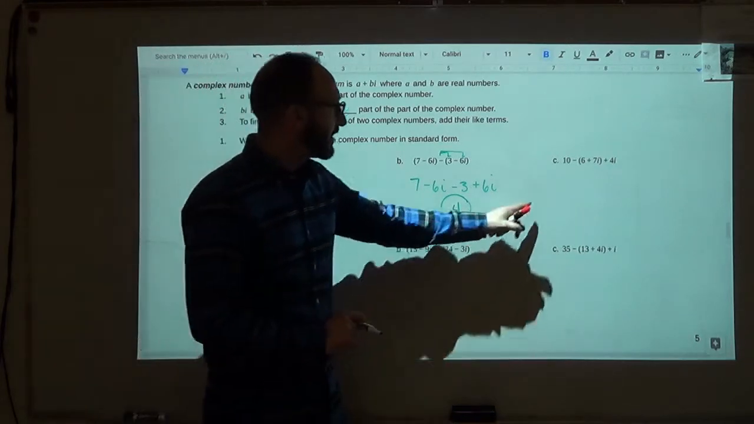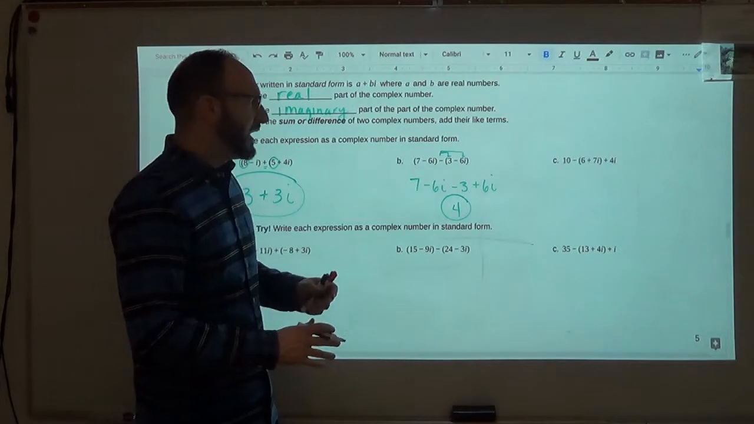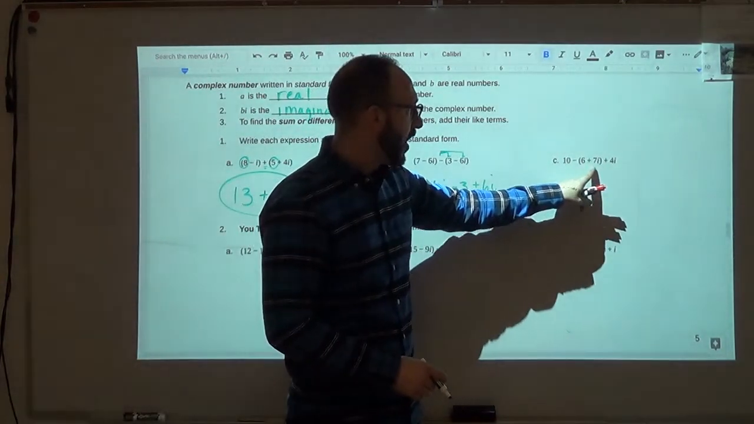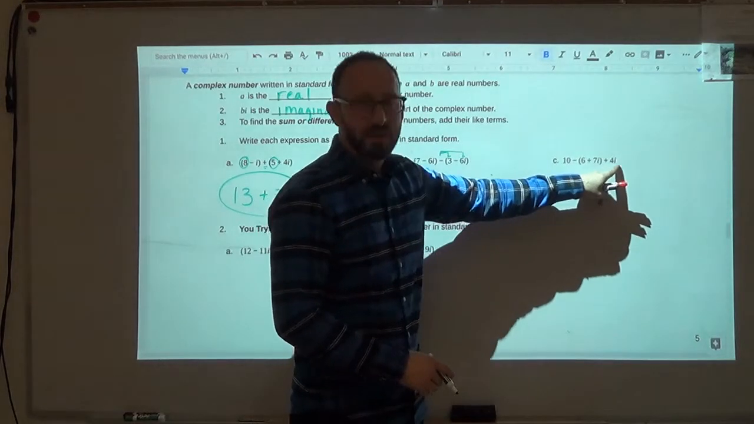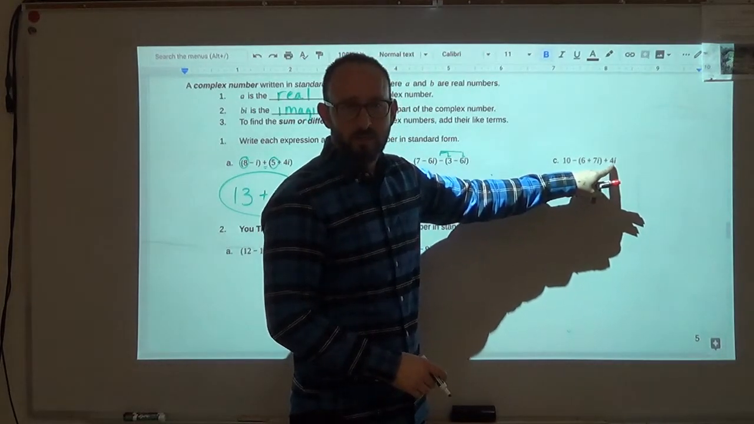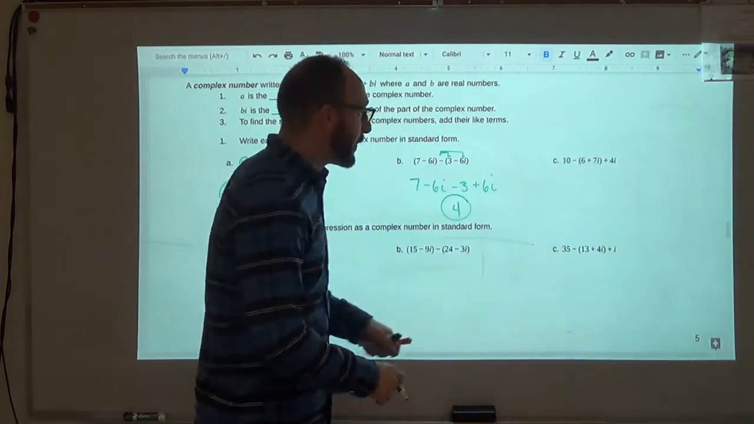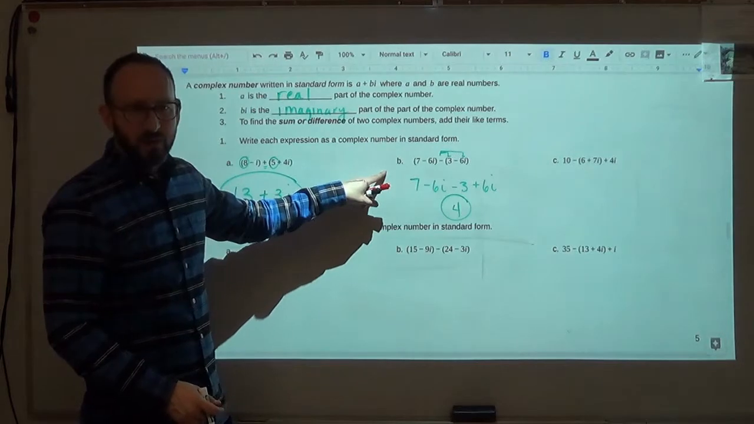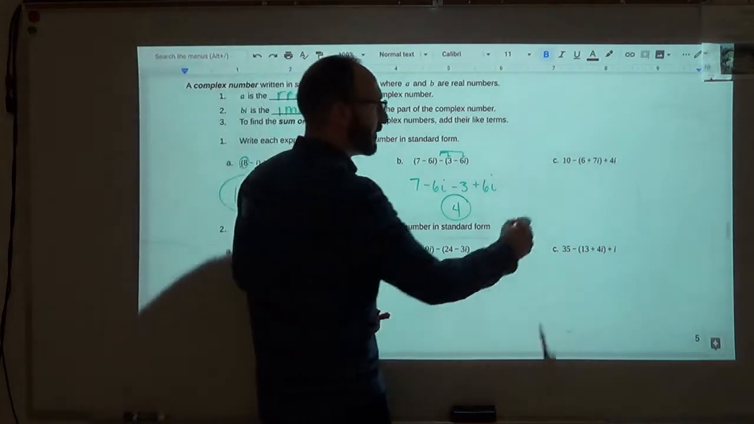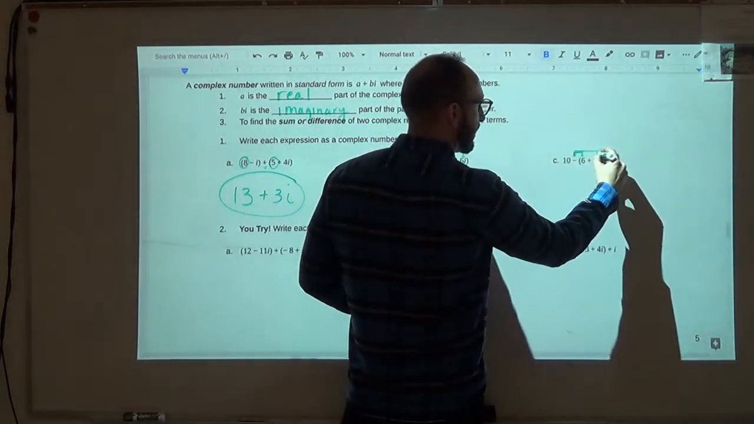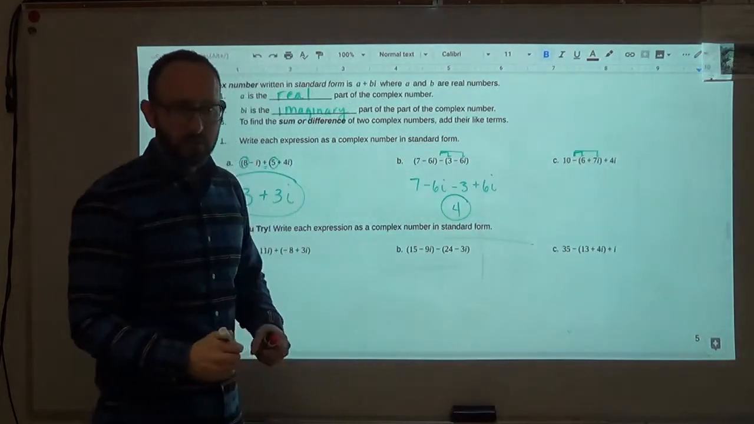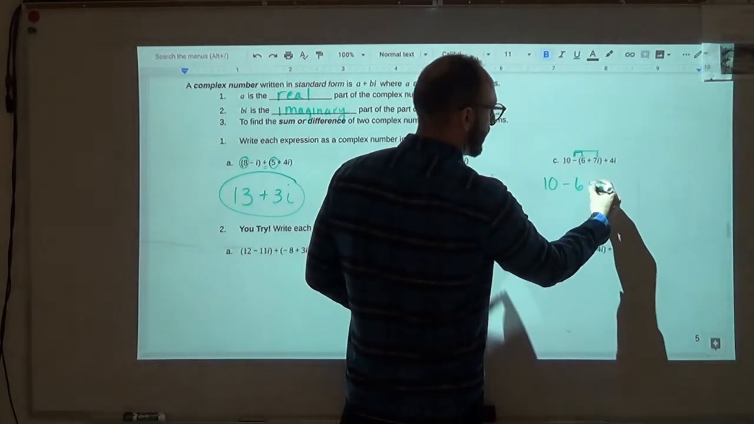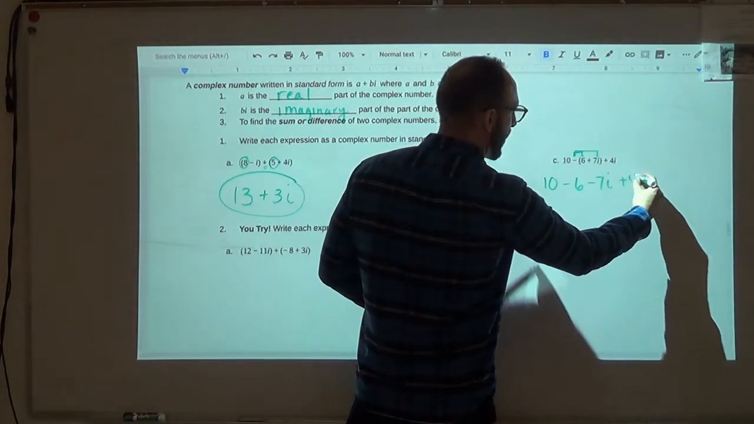Okay, let's take a look at part C. Here you have a real number, then a complex number in between, and then an imaginary number at the end. Again, I'd probably start this one pretty much the same way I started part B, and that is I would distribute this negative through the parentheses. So I rewrite this expression as 10 minus 6 minus 7i plus 4i.